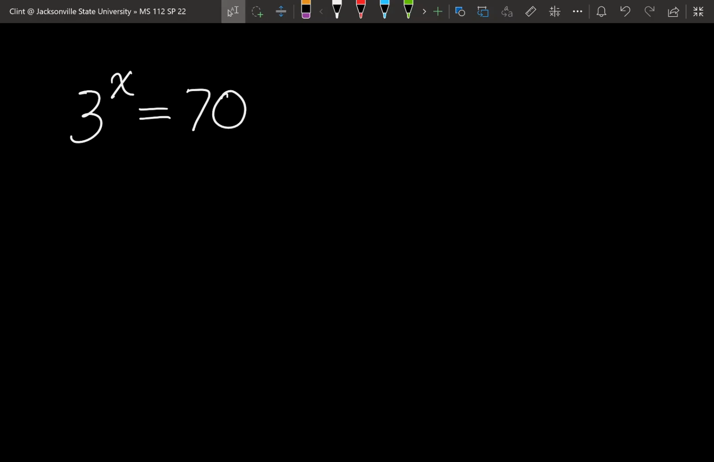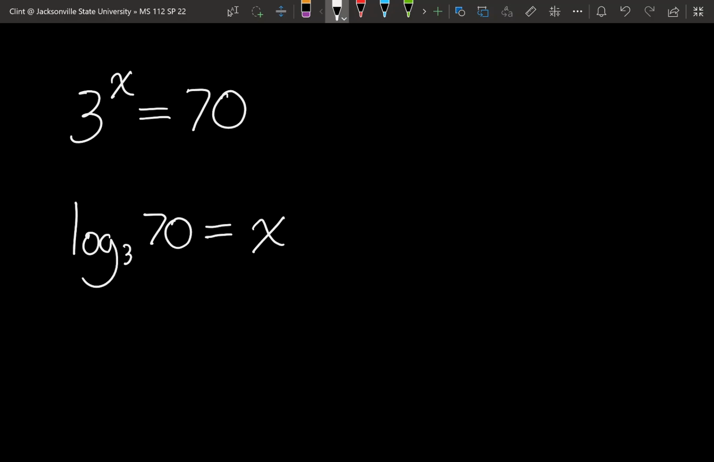We want to change this to logarithm form. What's the base of our logarithm going to be on this one? 3, yep. It's the same as the base of the exponential, so we're going to have log base 3 of 70 equals x.